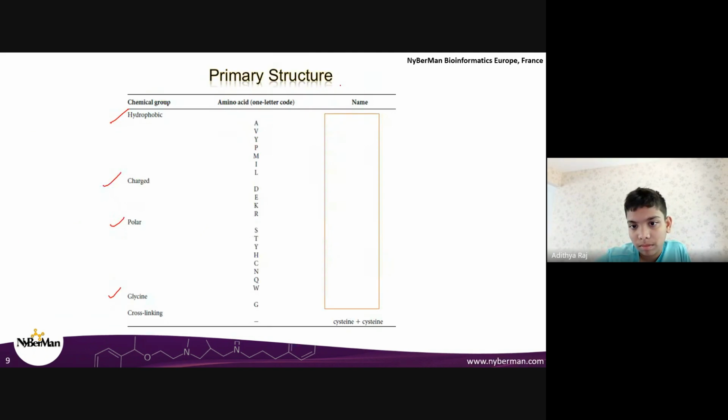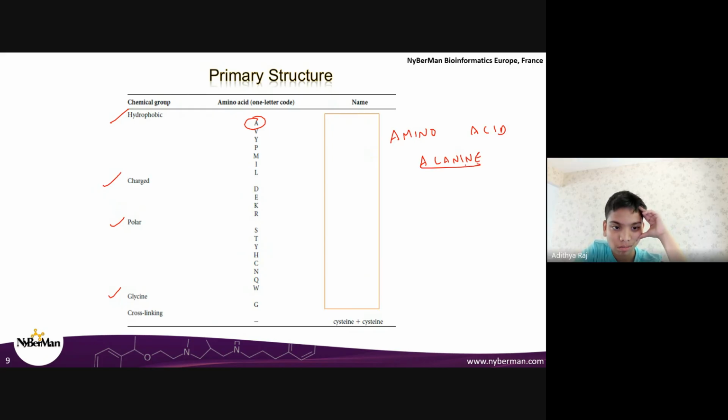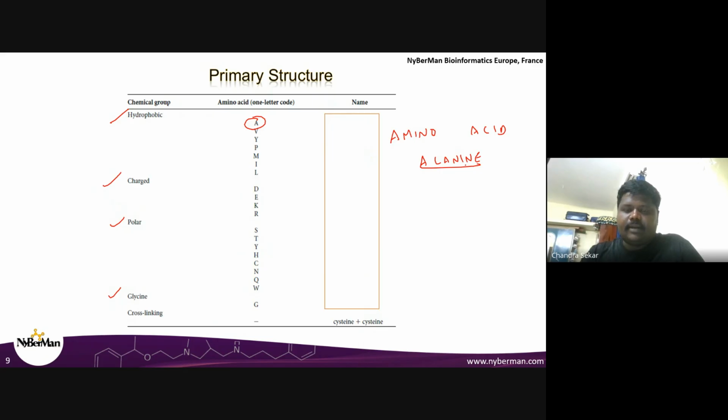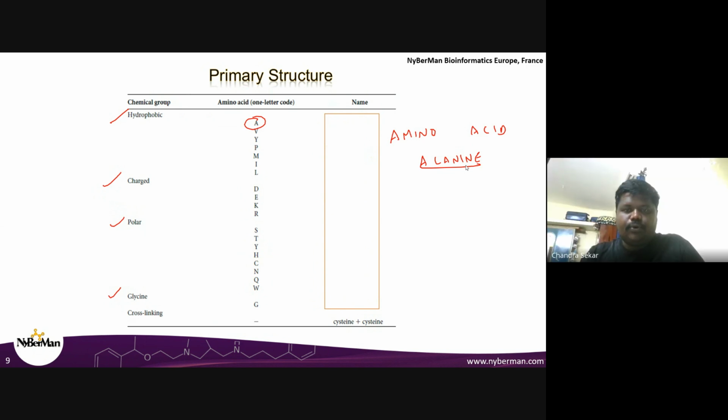See, these are the amino acids, Adi. If I want to expand this, let's split this word: amino acid. For example, I'm trying to write alanine. I asked you to draw the structures. You remember?